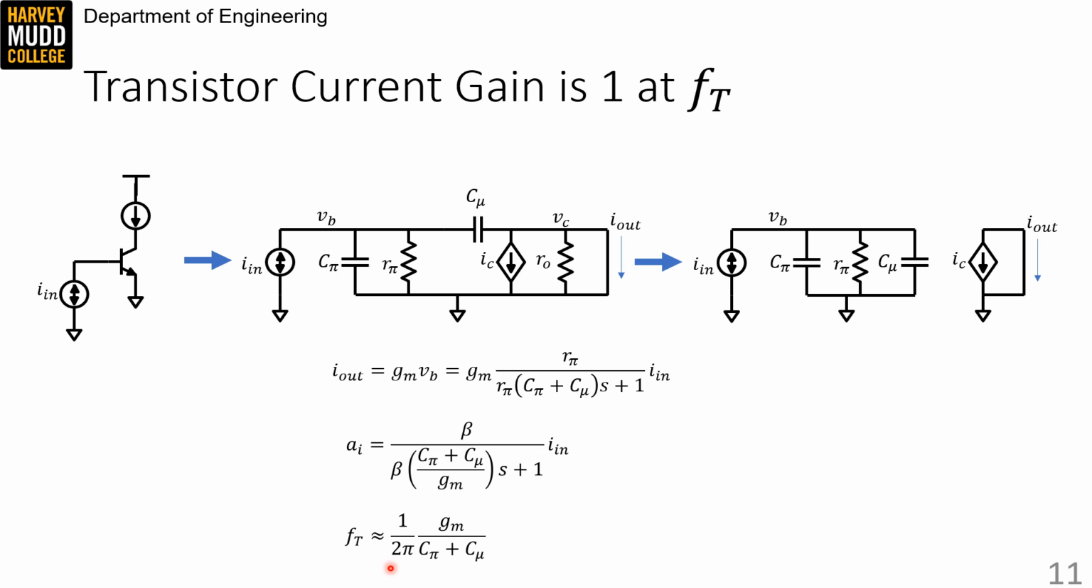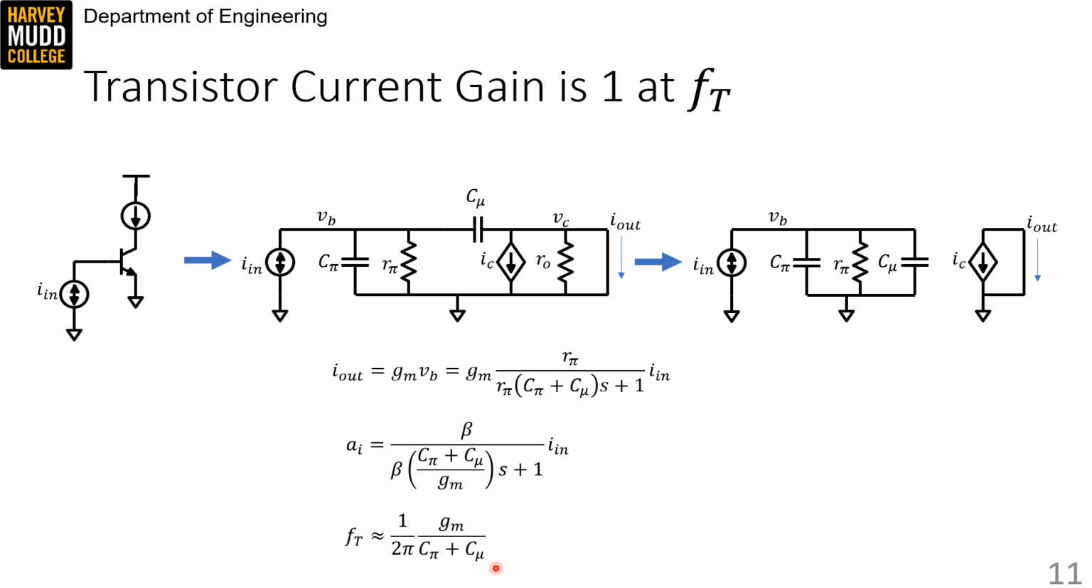I've mentioned a few times that Ft is weird, and one way it's weird is that it weighs CPi and CMU equally. They're just added together to make the denominator. In practice, you often need to design much more carefully around CMU than CPi, even though CMU is smaller.